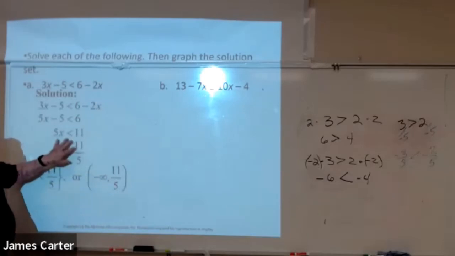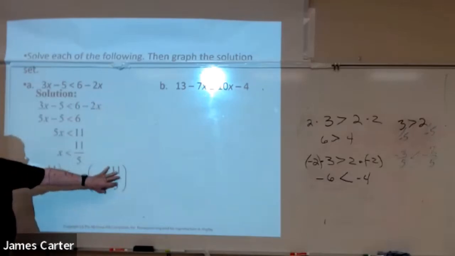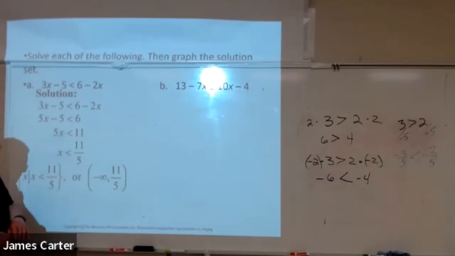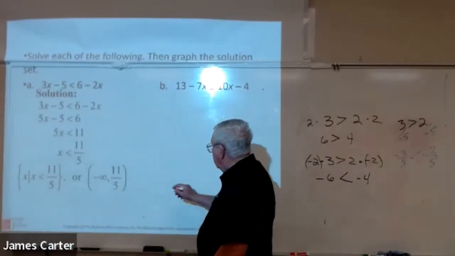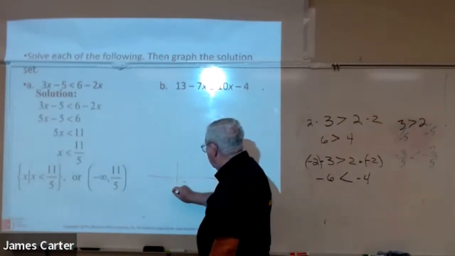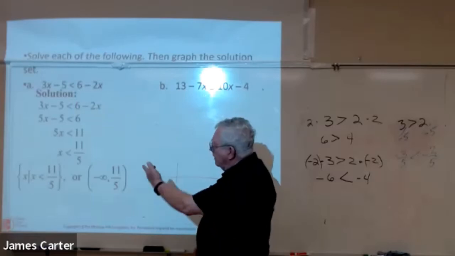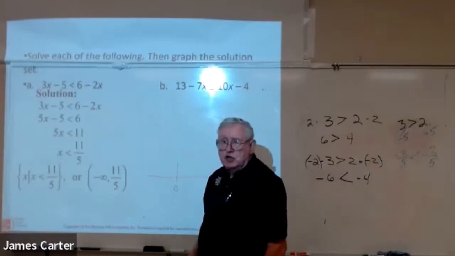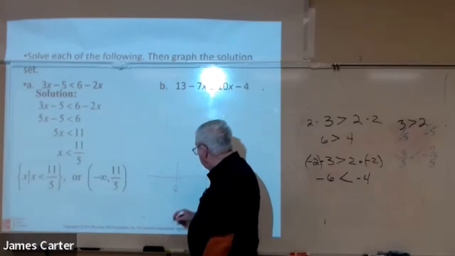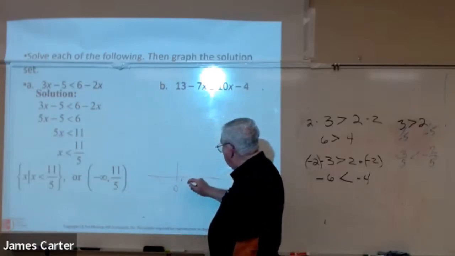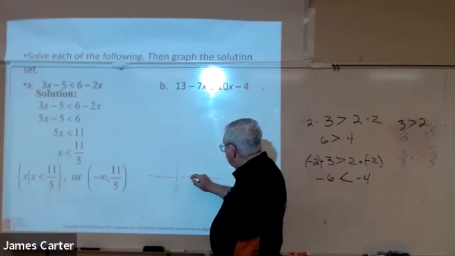Now, to go just from this statement to that statement might be a little bit confusing. But if you draw a number line, 11/5 is 2 1/5, right? And that's a positive. So out here's 1, here's 2, and here is 2 1/5.